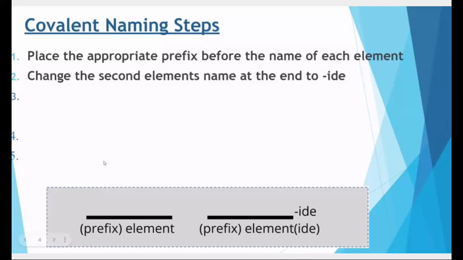So even if you don't know these now, make yourself some flashcards or practice one way or the other. You got to have them memorized by the time we get to the test because you're going to be writing lots of different names with these prefixes in them.